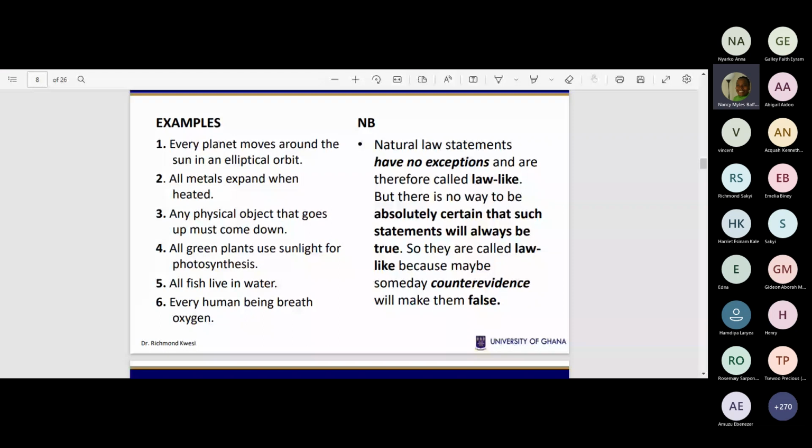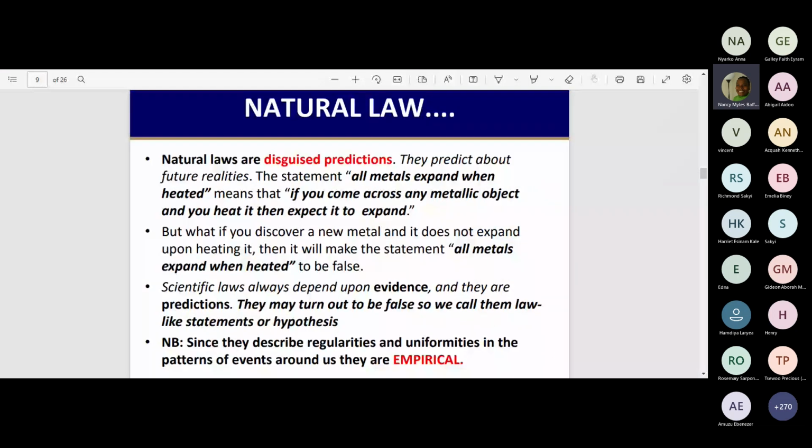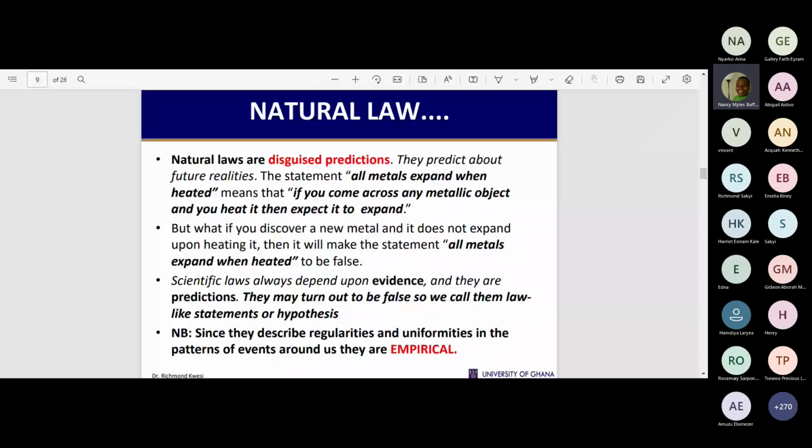Okay, then we move on. I told you that therefore they are like predictions in disguise. You're only predicting, based on what I know about people who get pregnant. Kojo, this woman that you have impregnated, 9 months from now, your trouble will start. I tell you.